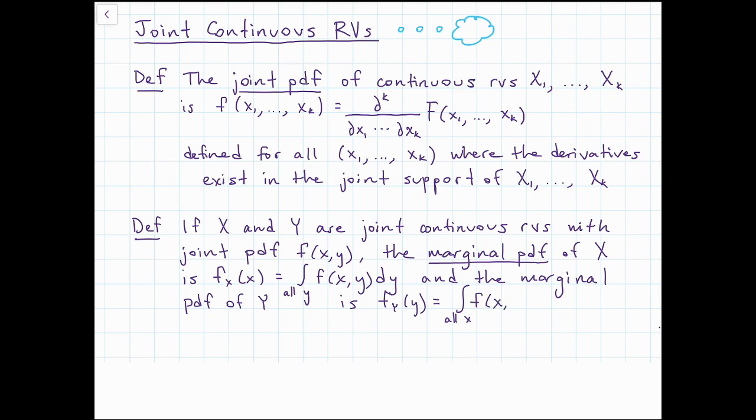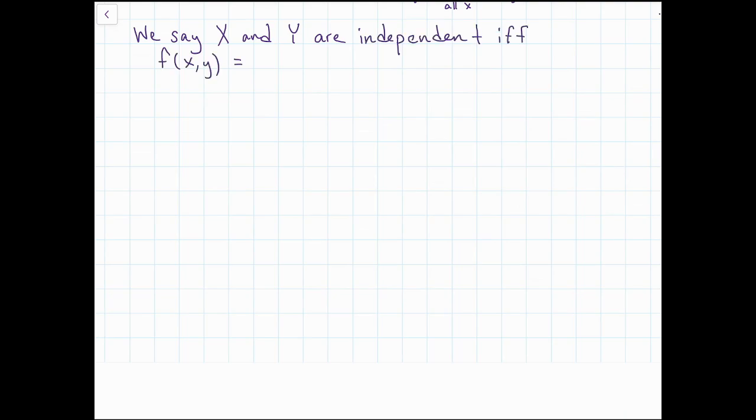So the principle is actually the same. We're just integrating over the unwanted random variables. We can say that x and y are independent. Again, this definition is very similar to the discrete case, if the joint probability density function is the product of the marginals for all pairs xy in the joint range.